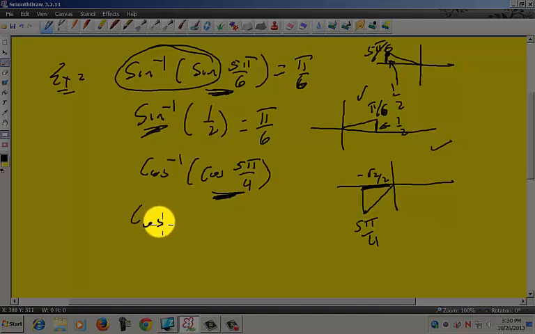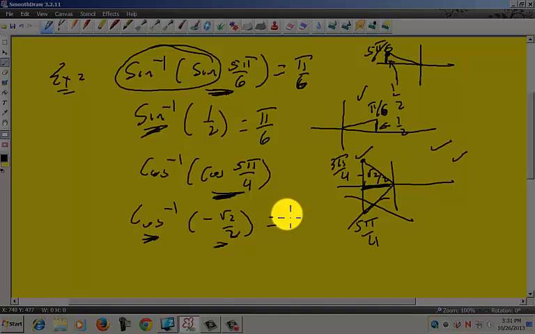Okay, so I have cosine inverse of negative rad 2 over 2. Well, when I go cosine inverse, I can't use this quadrant. I have to only use the first and the second. And since that's negative, I have to use the second quadrant. I got to find that angle, and that angle is 3 pi over 4. So cosine inverse of negative rad 2 over 2 is going to be 3 pi over 4, not 5 pi over 4.